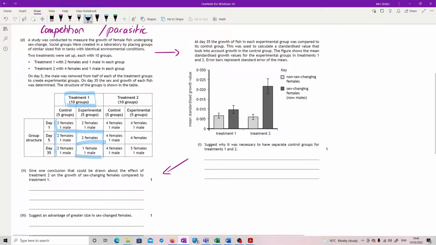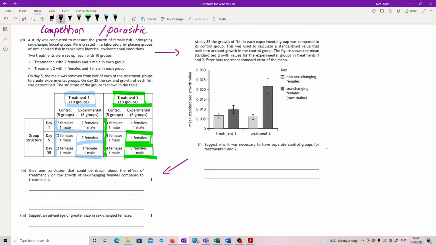Okay, treatment 2, we had started off with 10 groups again. You have your experimental group after 5 days taking out the only male that was there, giving you 4 females, and then when you check them at day 35, we now have 3 females and 1 male. And if we look at the control, it remains the same with 4 females and 1 male throughout the whole time. Okay.